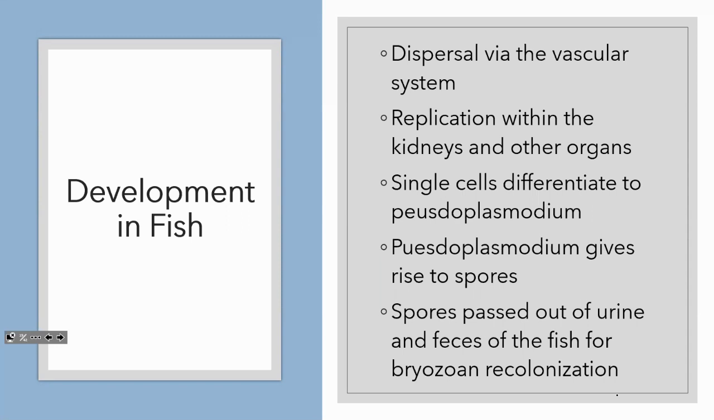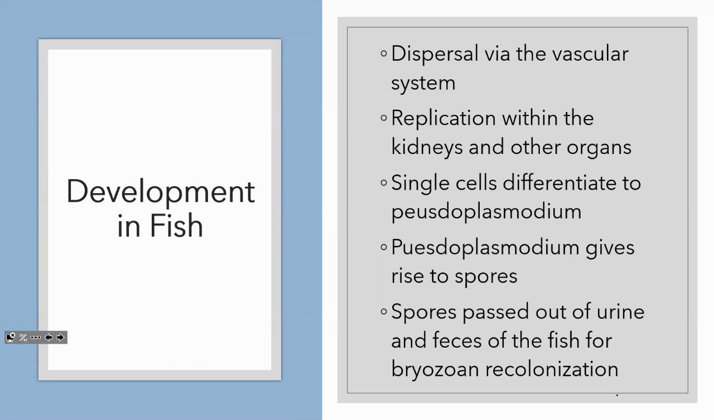So they enter the blood of the fish and are then subsequently transported throughout the fish as a whole. Then replication within the fish begins. This usually happens in the kidneys, but it can happen in other organs, but they are able to colonize the kidney of the fish. These single cells differentiate into what's called pseudoplasmodium. These are amoeba-like cells that give rise to spores within the fish.